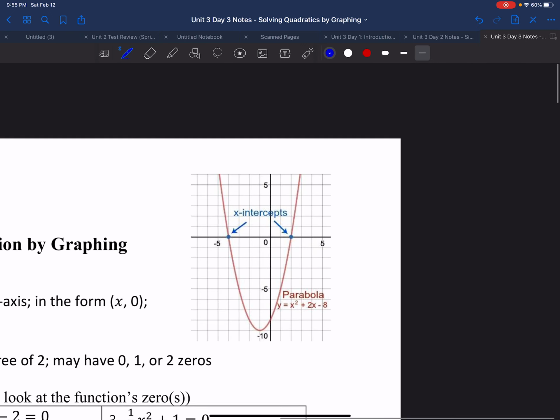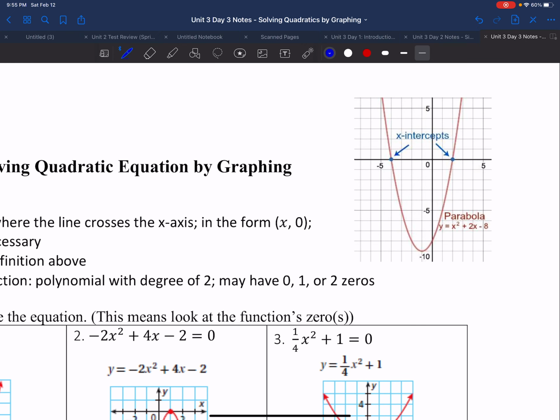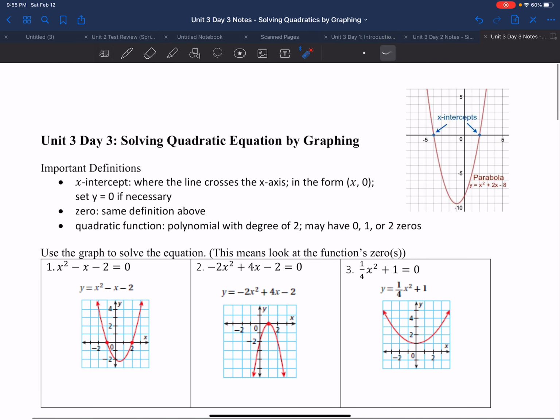Looking at this example graph, we can see where the line crosses the x-axis. It's going to cross the x-axis twice, one over here and one over here. And these are what we call the x-intercepts. One thing I want to note as well, and I mentioned this in class, is that this is what we're going to be dealing with for the rest of the semester.